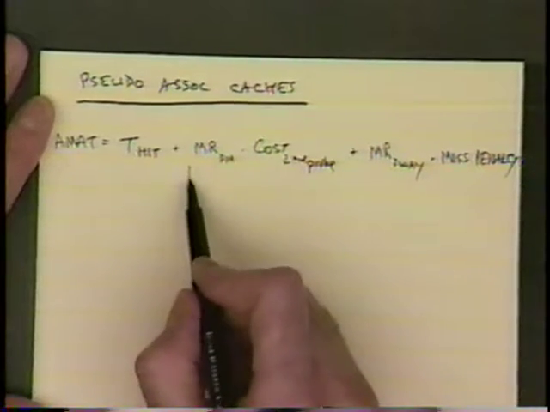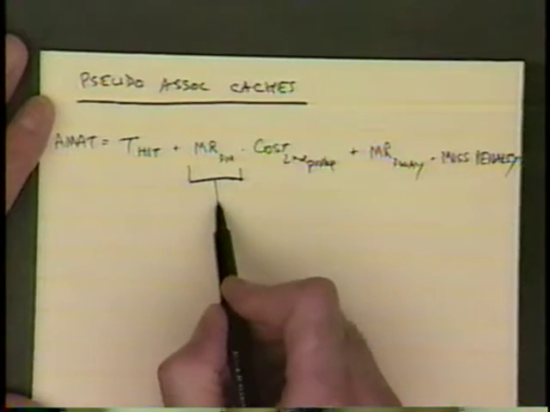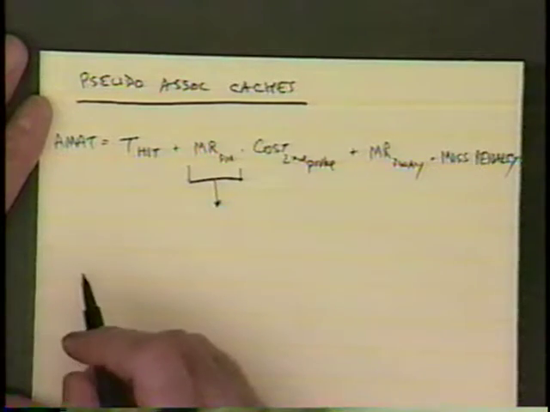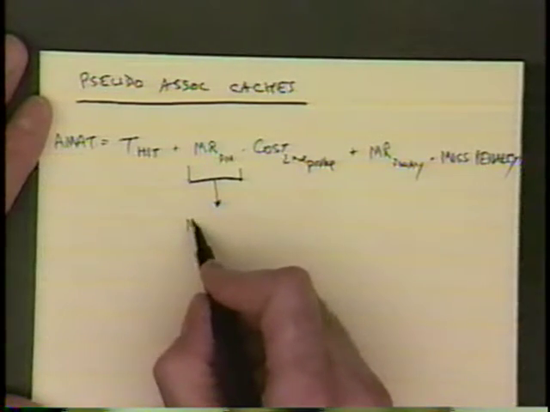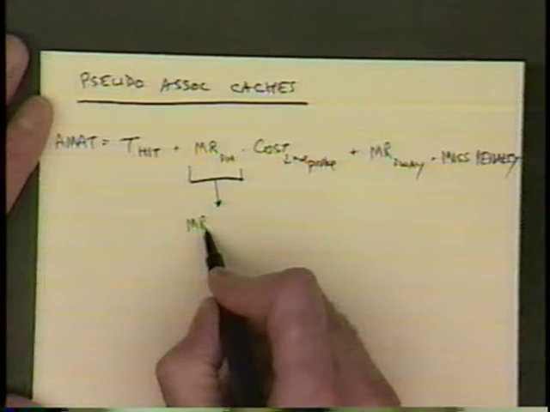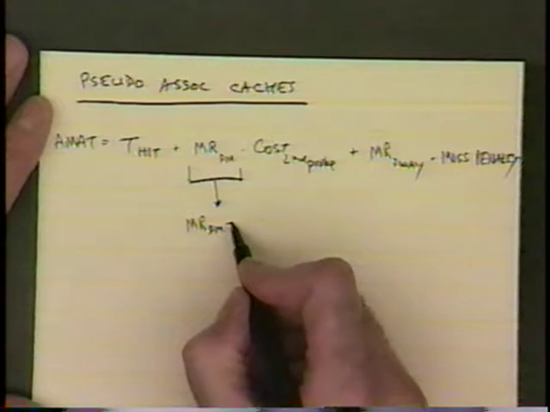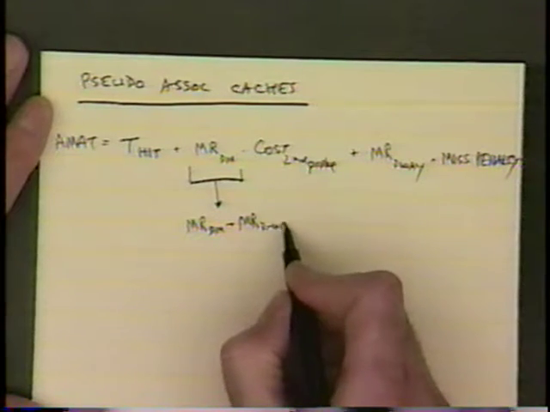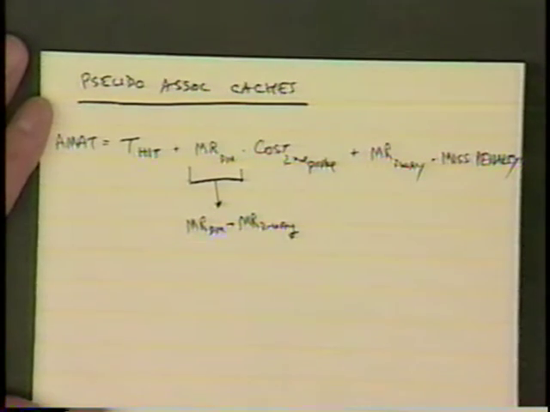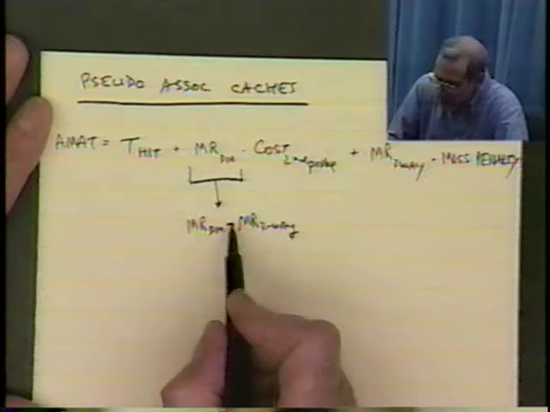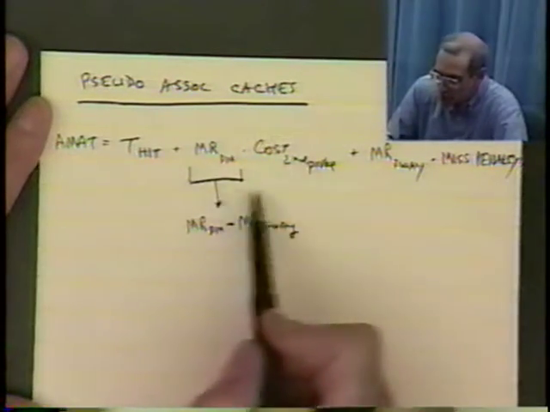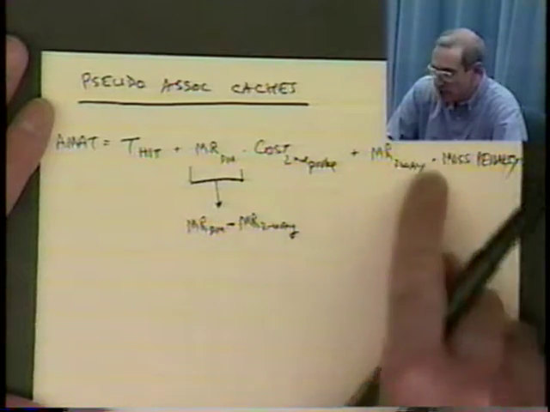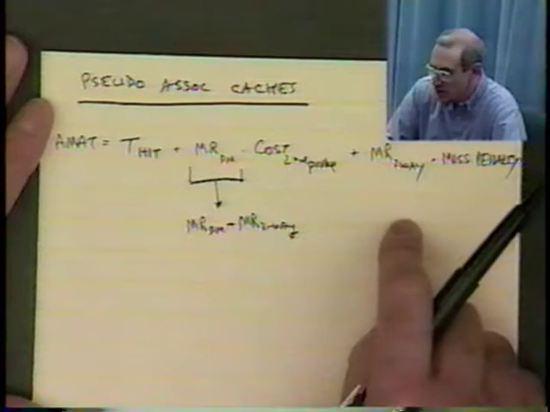Now what the book actually derives is a slightly different formula that uses, for the miss ratio times the cost of the second probe, the miss ratio of the direct map cache minus the miss ratio of the two-way cache. And really what that's doing is saying that if you miss in this second probe, then it didn't cost you anything because you've already gotten started on the access to main memory.